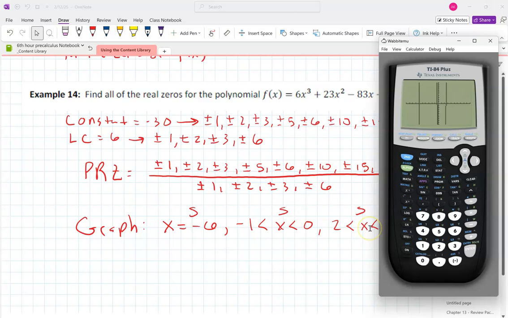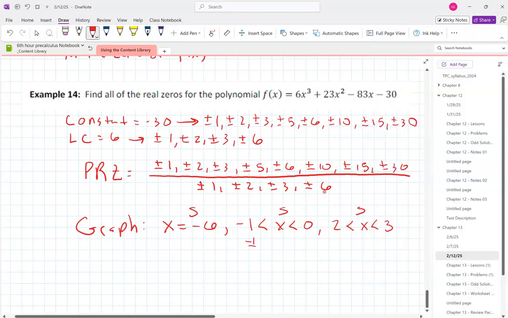And between 2 and 3, I could have like 5/2 or 15/6. There's still some choices in there. I'm not super stoked to go blindly stumbling around in there.